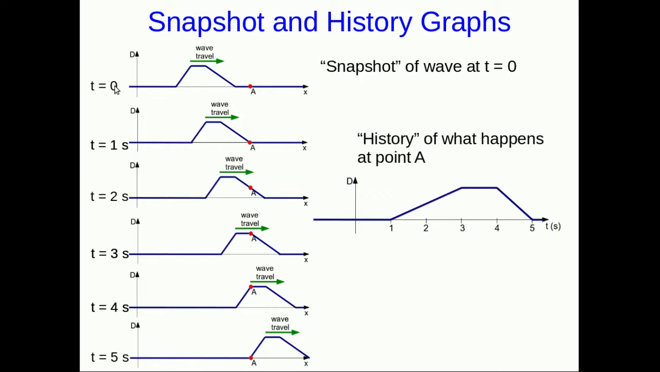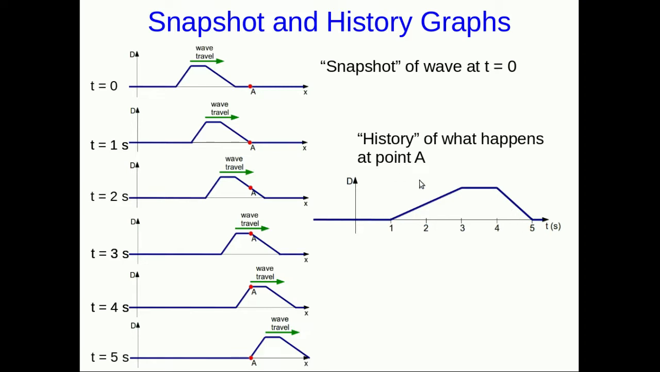And note that for a snapshot graph, every single snapshot graph, you have to specify what time it is a picture of the wave for. Whereas for a history graph, you have to specify what piece of the medium it is a story of. If we instead chose a point farther out here, then it would have a history graph that's exactly the same shape, but the leading edge of the wave doesn't get there until later, and so the whole thing would be displaced to later times.